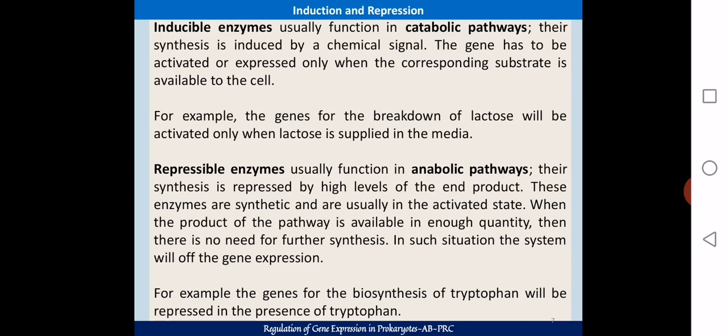So in the coming sessions, we'll discuss in detail the lac operon and the tryptophan operon, and I hope you understood these basic concepts.